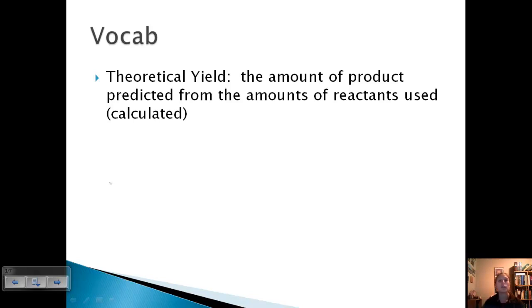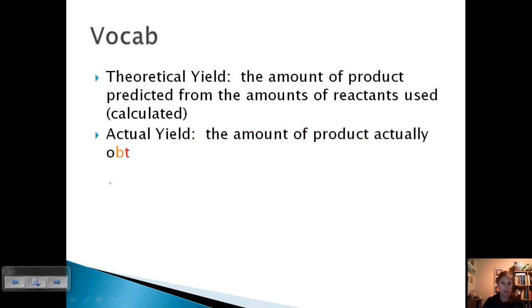So we're assuming that the reactant converts completely to product, all the limiting reactant is used up. We're assuming a perfect world situation. So this is the calculated yield. It's theoretical. We're assuming it's going to work out perfectly, so this is what we get from calculations. The other type of yield is actual yield. This is the amount of product that's actually obtained, and this has to be experimentally determined.